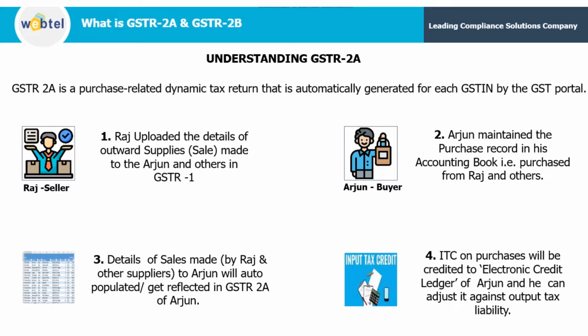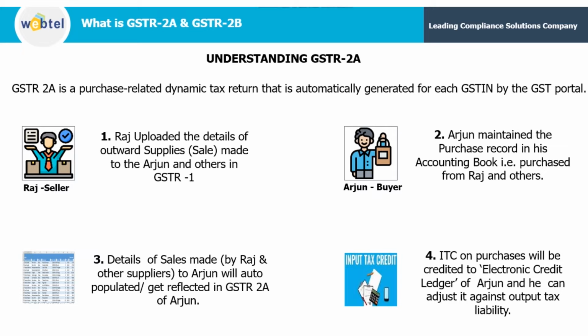To understand GSTR-2A, 2B, let's first understand what GSTR-2A is. Taking an example, Raj as a seller and Arjun as the buyer. Raj has made the sale of goods to Arjun, and Raj has maintained the sale record. This sale detail, that is outward supply detail, will be uploaded in the GSTR-1 and sent to the government portal. Arjun as a buyer has maintained his account book, and in that account book he has recorded the information that he has purchased so and so from Raj, and if he has made purchases from other dealers also, that information has been recorded.